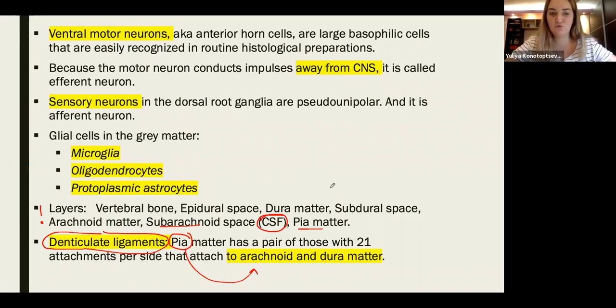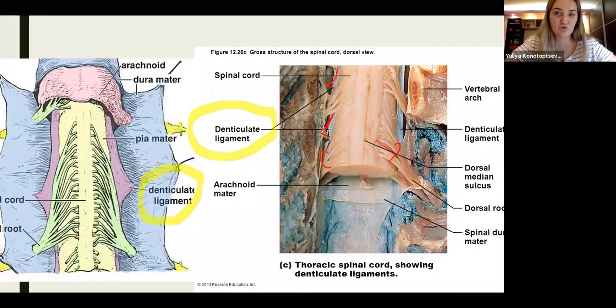Yes, so if you draw it in the brain it's just dura, arachnoid, and pia. That's it. But if you draw the same idea in the spinal cord, there's dura, there's arachnoid, there's pia, but pia has a triangular connection to the arachnoid. And this triangular connection is called denticulate ligament. Denticulate because it looks like a tooth, if your tooth is triangular, okay, so it looks like a tooth.